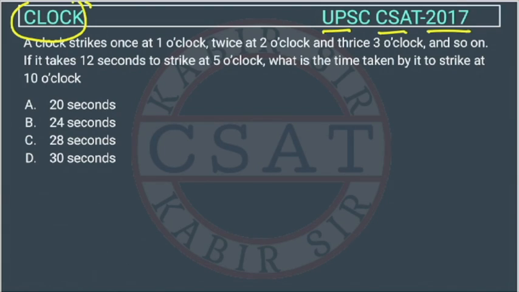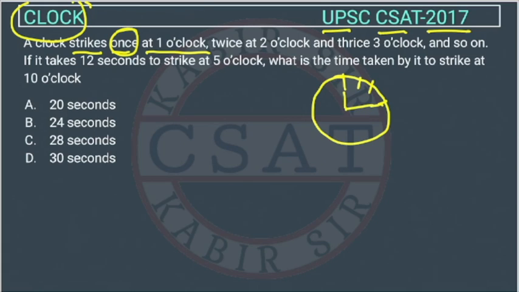A clock strikes once at 1 o'clock, right. So at 1 o'clock, what is happening, right. So suppose this is 12, this is 1, this is 2, and this is 3, right. So like this. Okay, so here at 1 it strikes once, and twice at 2 o'clock, and thrice at 3 o'clock, and so on. So it takes 12 seconds to strike at 5 o'clock, right.